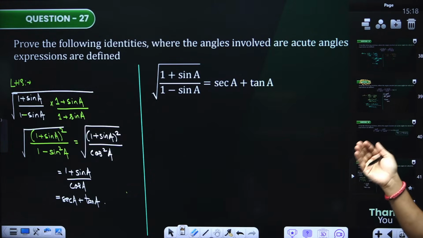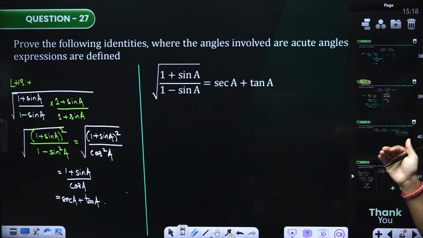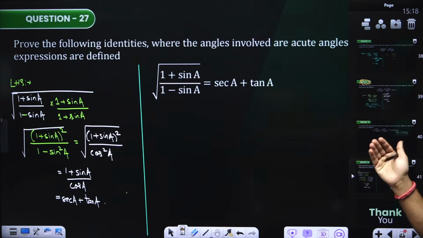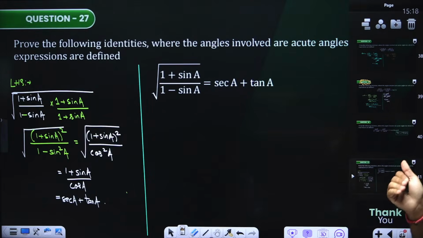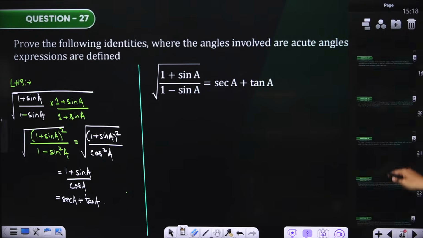Denominator: 1 minus sin a times 1 plus sin a, which is 1 minus sin square a. 1 minus sin square a is cos square a. 1 plus sin a whole square. It will come outside the root: 1 plus sin a by cos a, secant a plus tan a. Clear? Okay students, fine. So next topic will start now.